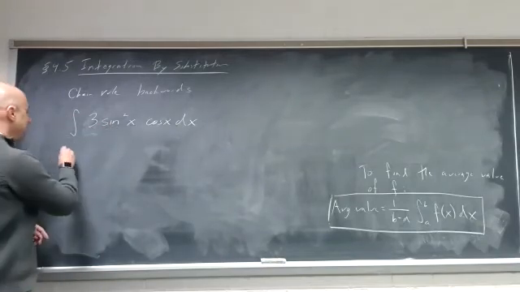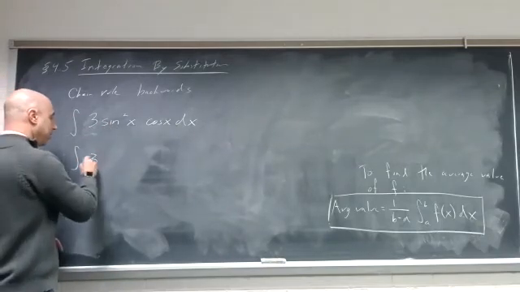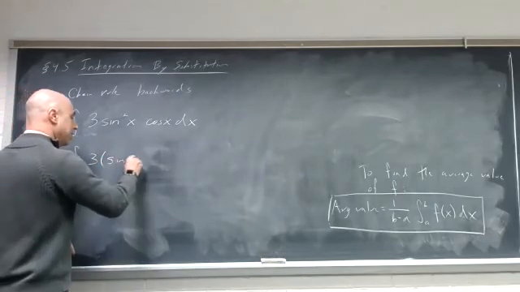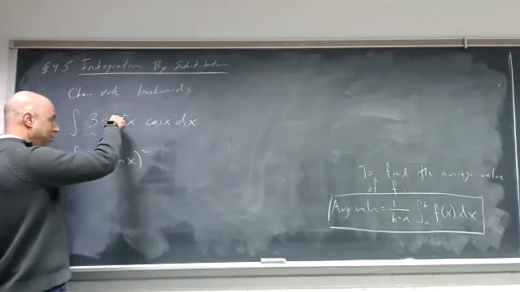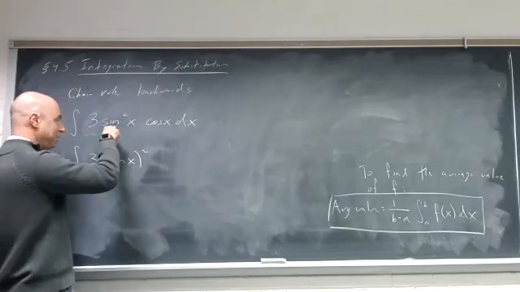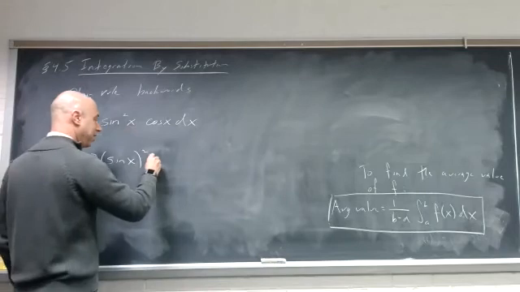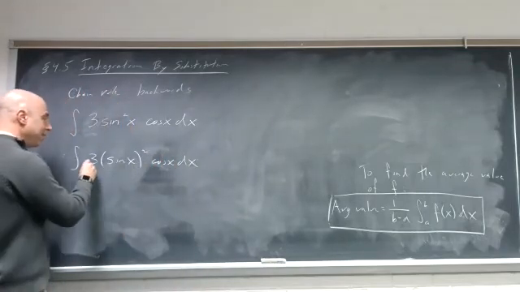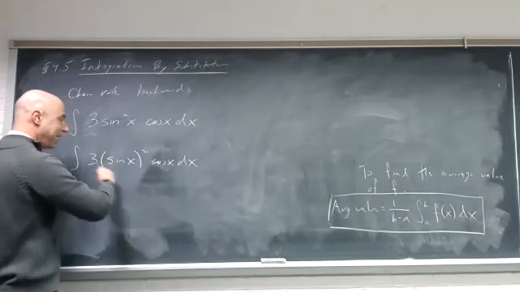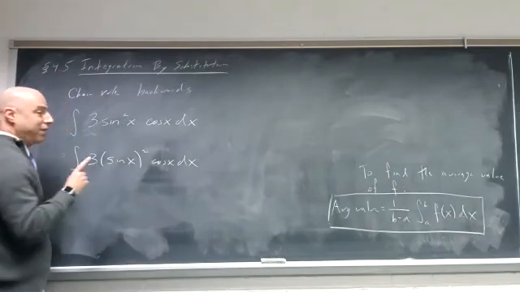Let me write this a slightly different way. 3 times sine x squared. Of course, when you put a square there, it just means that you put parentheses around the sine and squared it. Cos x dx. So this is the answer on somebody's page. That was the derivative of something.